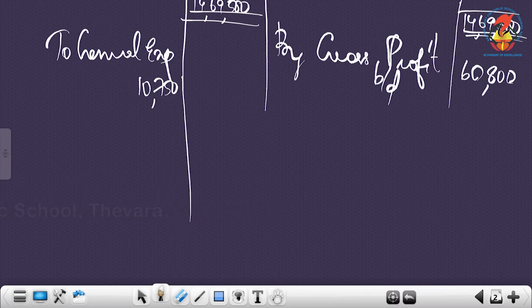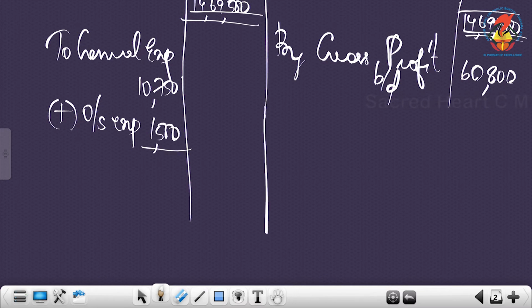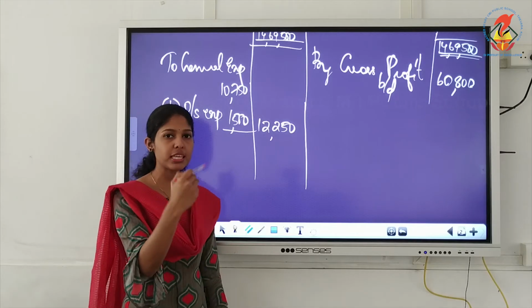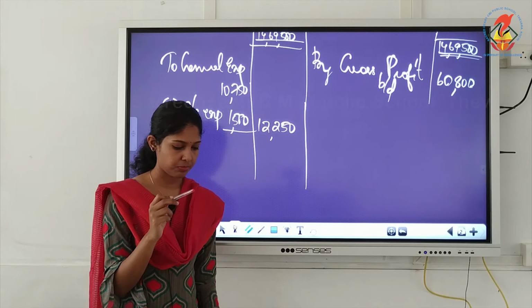Then what is the adjustment for that? Outstanding general expense, which we know that it must be added. So outstanding expenses, O/S means it's outstanding. Here we have to add 1,500. So that's why we have put a tick mark against general expense. So immediately you have to read the adjustment, don't forget.